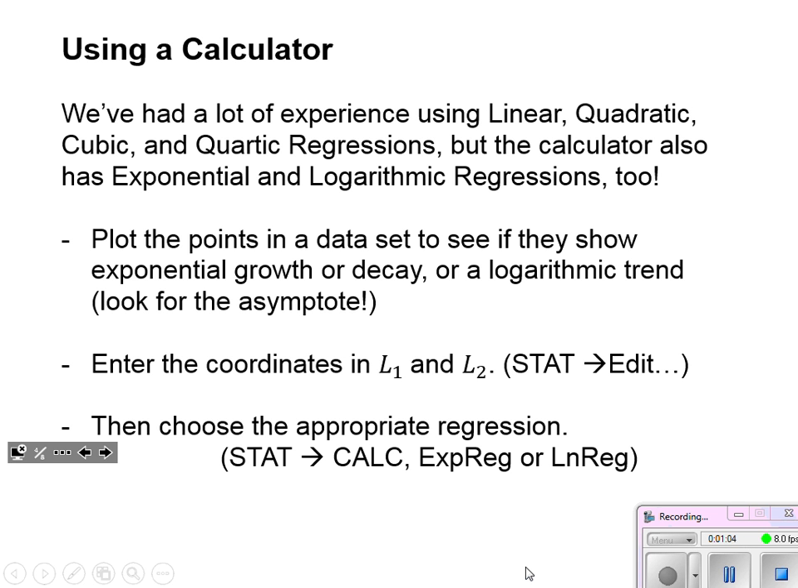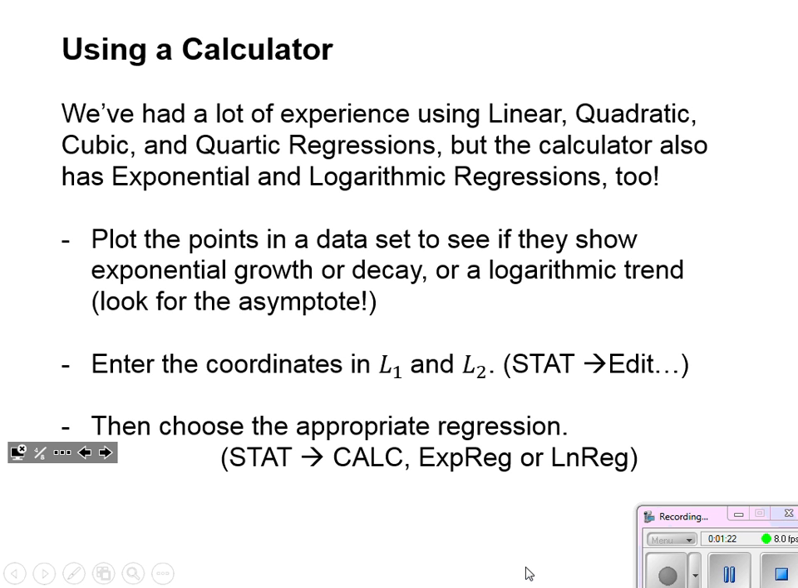Now, to use our calculator, again, this is a lot of recycled material here. You can see that we've done this same work for linear, quadratic, cubic, and quartic regressions. We found those in our stat menu, but they also handle exponential and logarithmic regressions as well. So same type of setup.